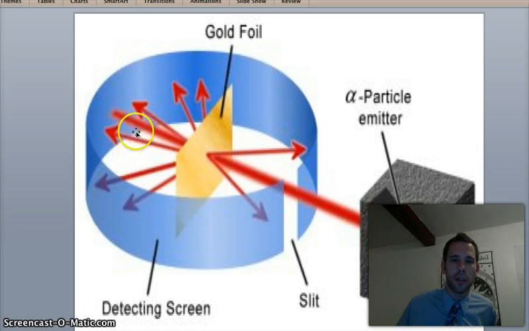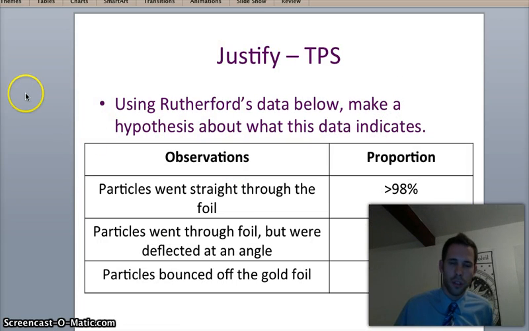This is a bigger picture of what it looks like. The alpha particle emitter goes right through the gold foil almost all the time. But every now and then, it'll deflect off or even bounce back. So go ahead and look at Rutherford's data right here and take a hypothesis about what this means.